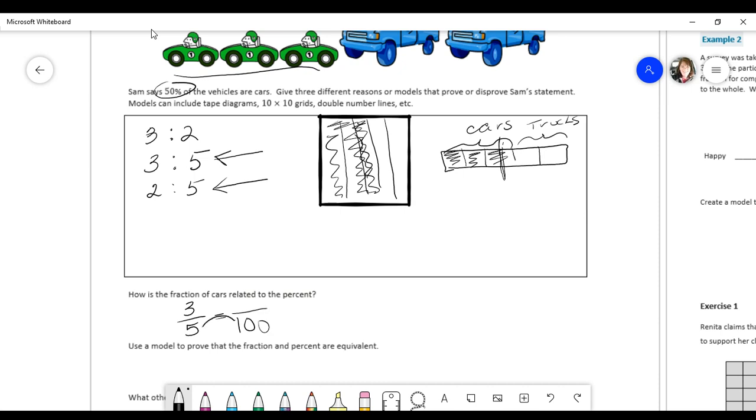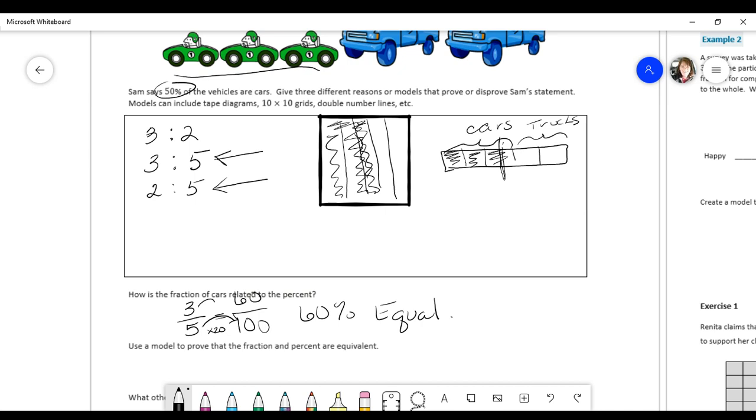How do I get from 5 to 100? Times 20. Think of, we have 20 nickels if you go the other way. So 3 times 20 is 60. Good. And so as we have 60, we know that 60%, because it's out of 100. So we know that those two things are equivalent. Equal.